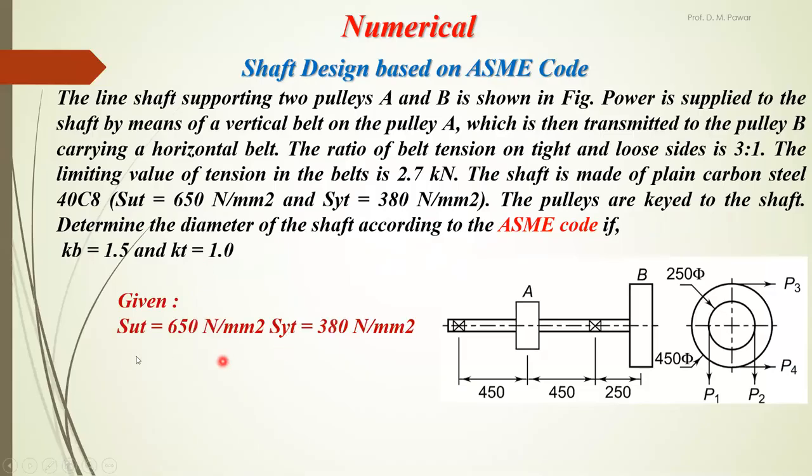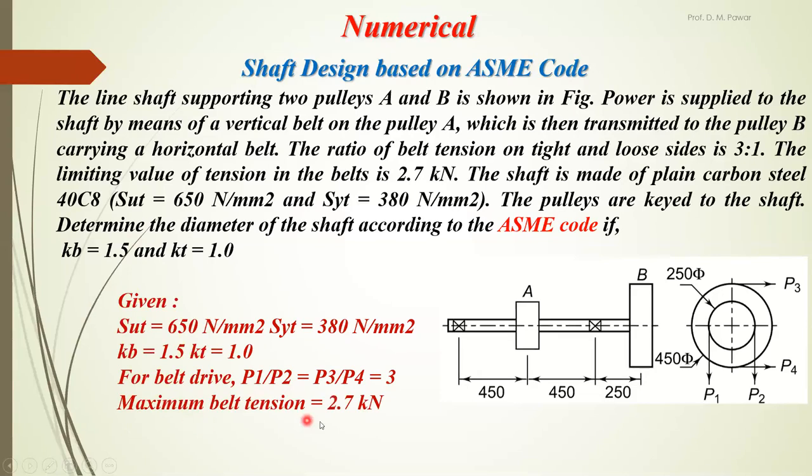So let us see the given data. SUT, SYT are given, KB and KT values are given. For the belt drive, we are assuming initially P1 and P3 are the tensions in the tight side, and P2 and P4 are the tensions in the slack side. So this ratio is given, tight side to the slack side ratio, that is nothing but 3, and maximum belt tension is given as 2.7 kilonewton. So let us see how to find out the diameter of the shaft.